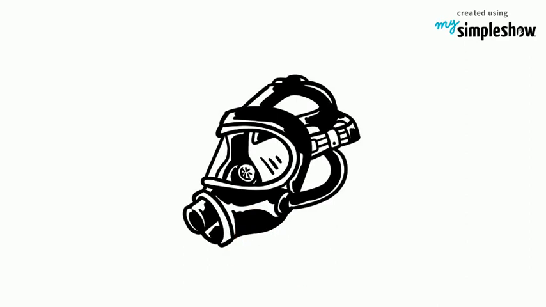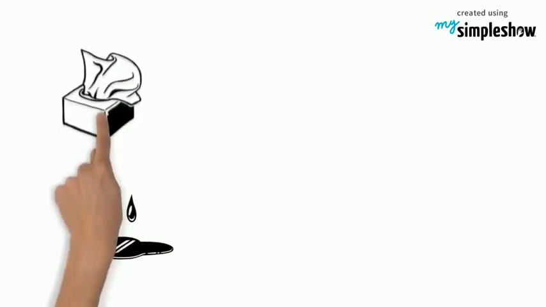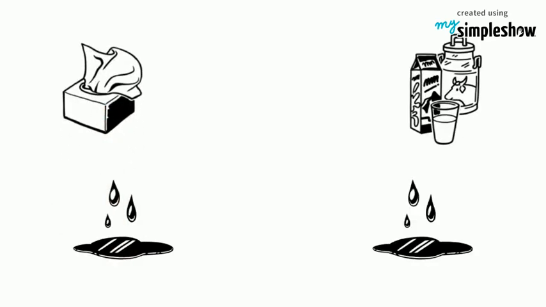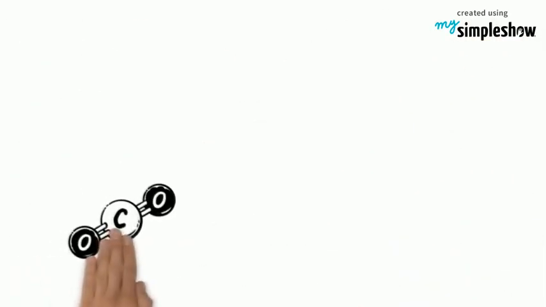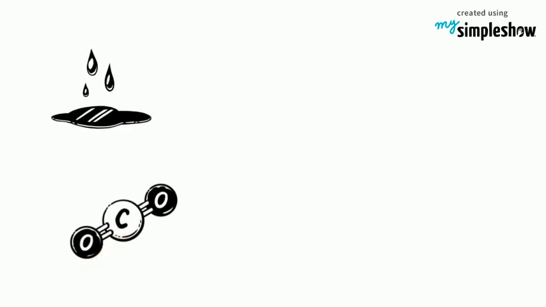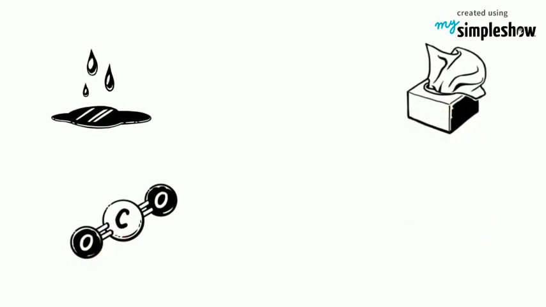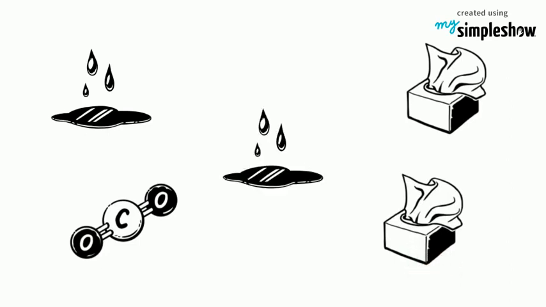Internal respiration. Gas exchange between blood in systemic capillaries and working tissue. O2 is high in the blood and low in the tissue, so O2 diffuses from blood into tissue. CO2 is low in the blood and high in the tissue, so CO2 diffuses from tissue to blood.